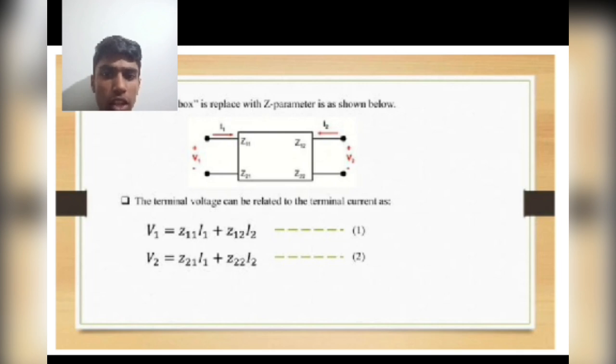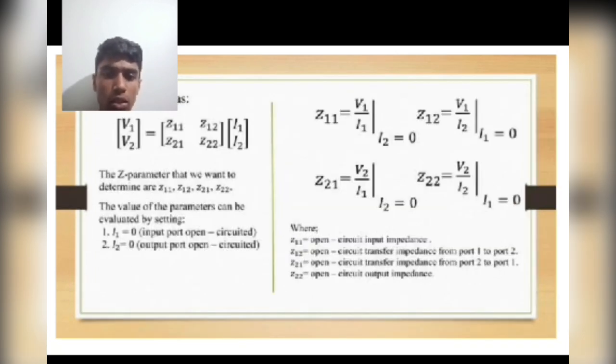The terminal voltages can be related to the terminal currents. V1 is equal to Z11 I1 plus Z12 I2, equation 1. V2 is equal to Z21 I1 plus Z22 I2, equation 2. In matrix form, V1 V2 equals the matrix Z11 Z12 Z21 Z22 times I1 I2. The Z parameters that we want to determine are Z11, Z12, Z21, Z22.